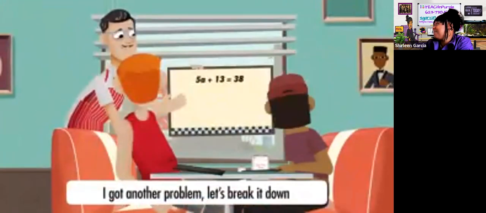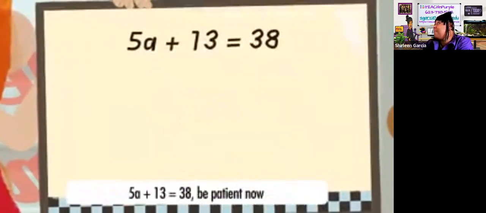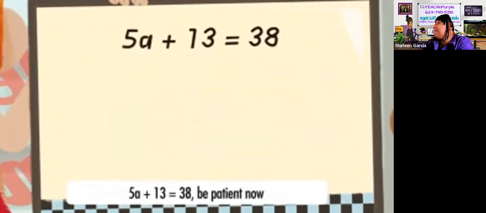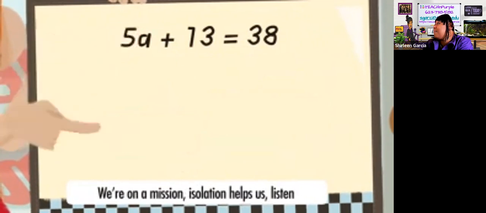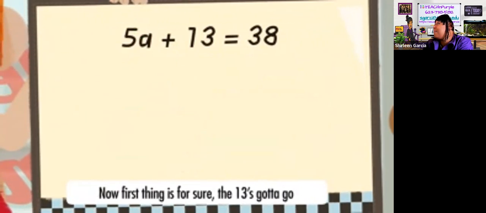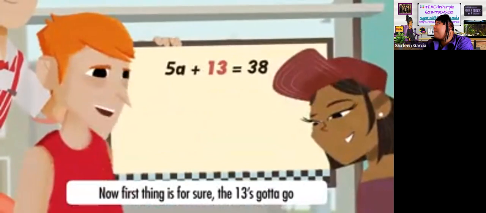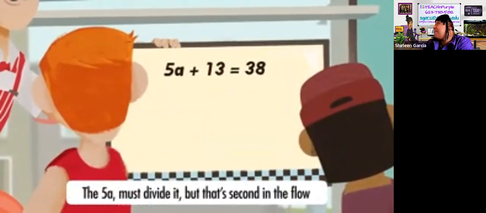I got another problem, let's break it down. 5a plus 13 equals 38, be patient now. The variable a is stuck with 5, the coefficient. We're on a mission, isolation helps us. Listen now, first thing is for sure, the 13's gotta go. The 5a must divide it, but that's second in the flow.